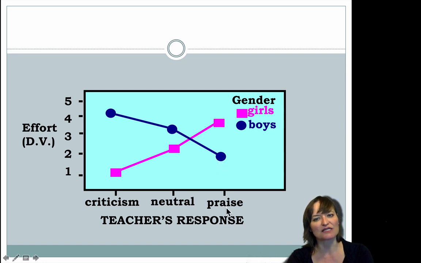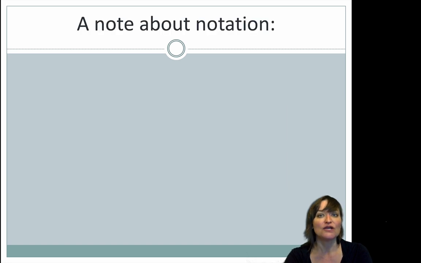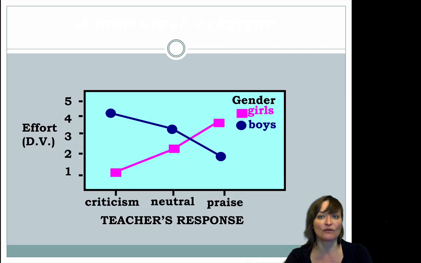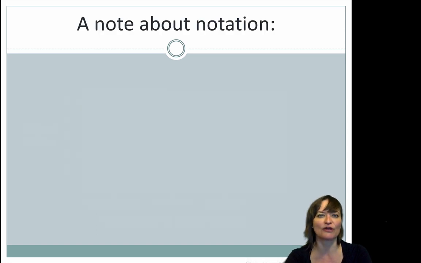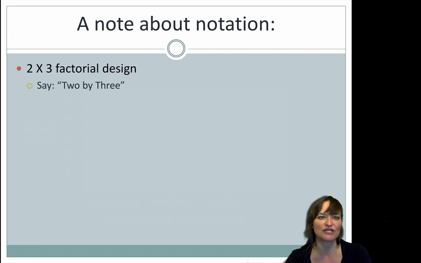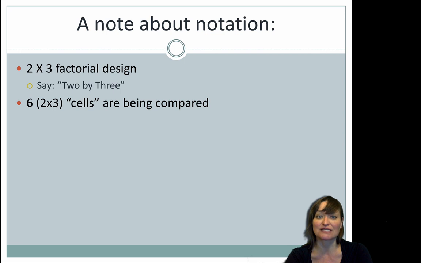And so we look at this and we ask a couple of questions. First off, do these lines look roughly parallel? You should be looking at those and saying, no, they don't look at all parallel. They look as if they are actually going in absolutely opposite directions. So we would look at that and conclude that there is likely to be an interaction. Before we go on to the conclusion, let's have a quick note about notation. As I said, we say 2 by 3 factorial design. There are 6 cells.